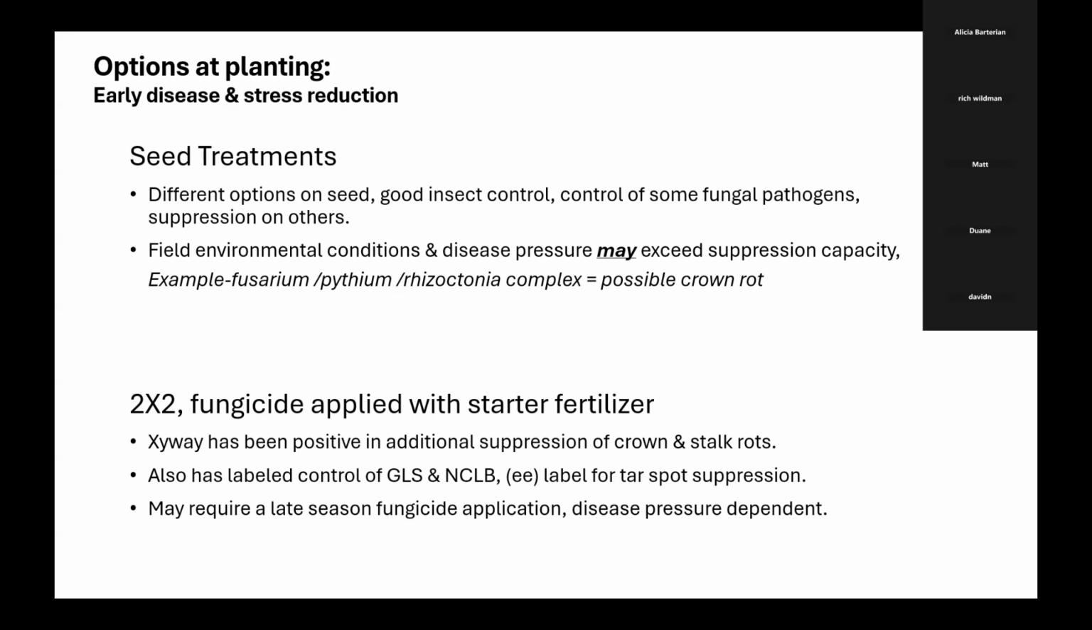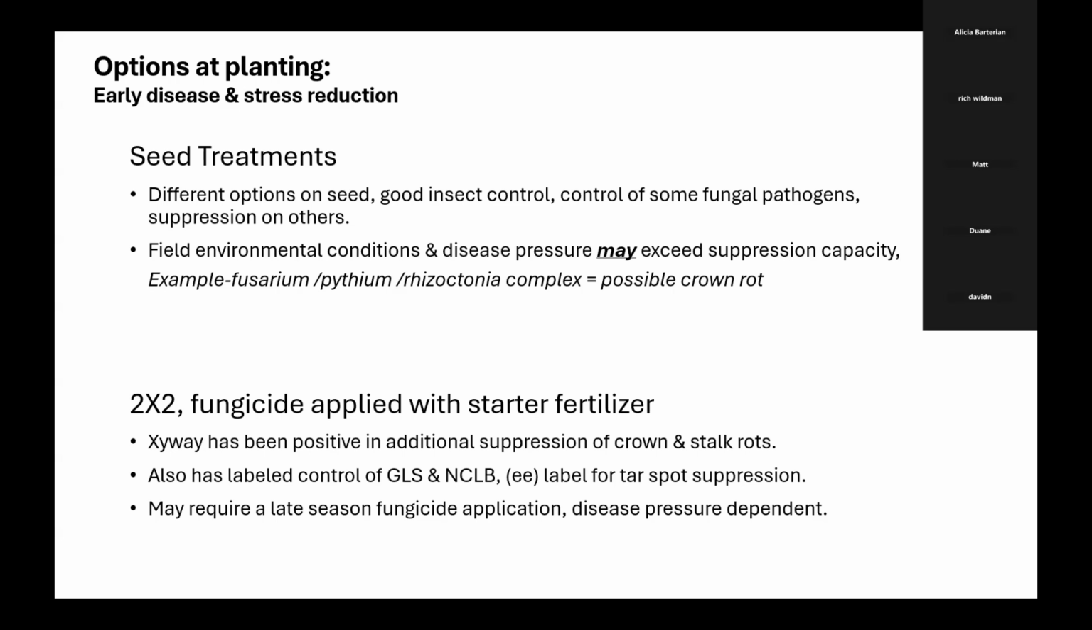An example is crown rot. We've got Fusarium, Pythium, Rhizoctonia. It's a complex, and nobody really knows the mode of action specifically, but it creates crown rot and possible scar infection. While seed treatment may work on some fields, if you've had a problem in the past, you may want to say, okay, I'm not going to rely strictly on it.